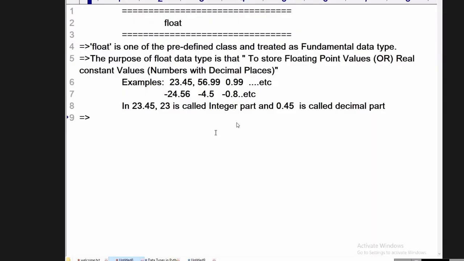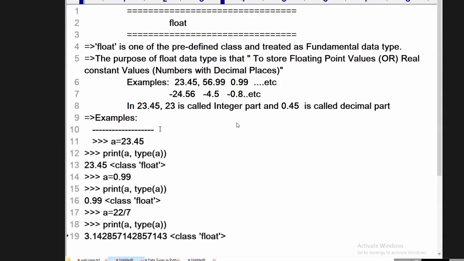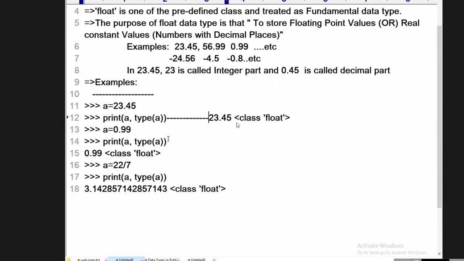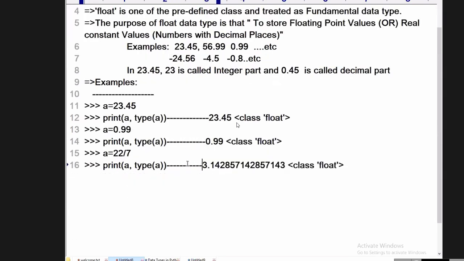See, my dear students, coming to this example section, I'm going to write it here. Here I'm going to say 23 is done like this. So here type of A, done. And 0.99, it is done like this. And this value is going to be taken like this.